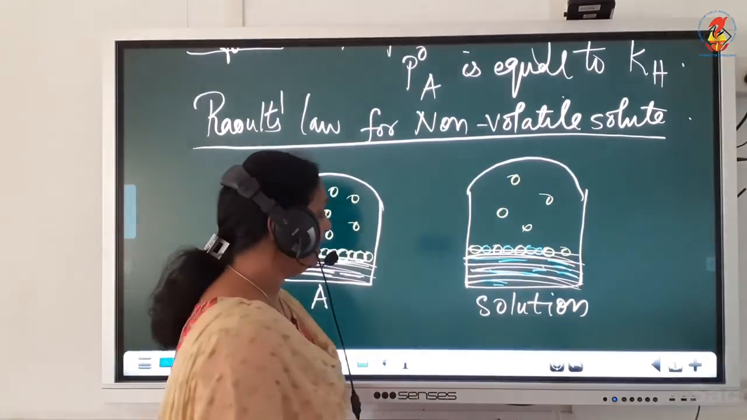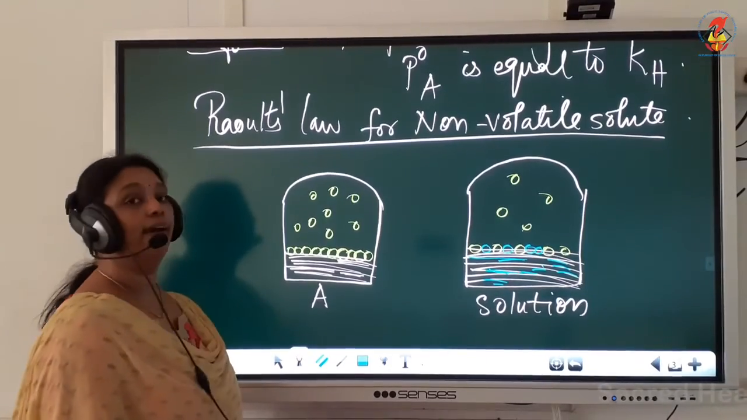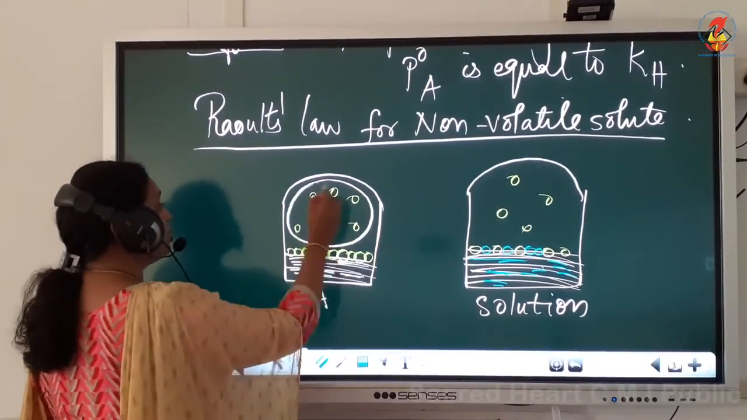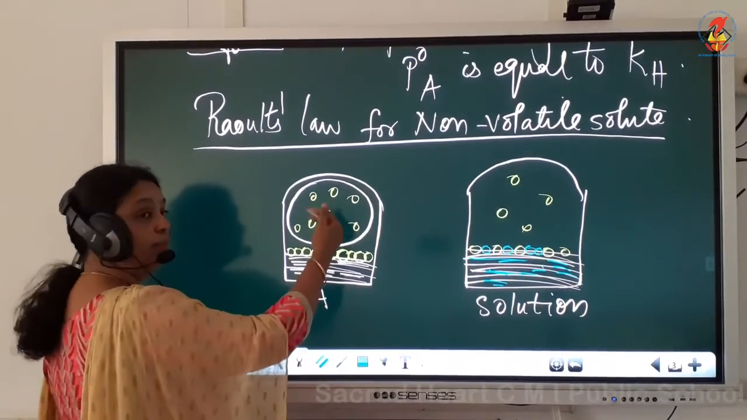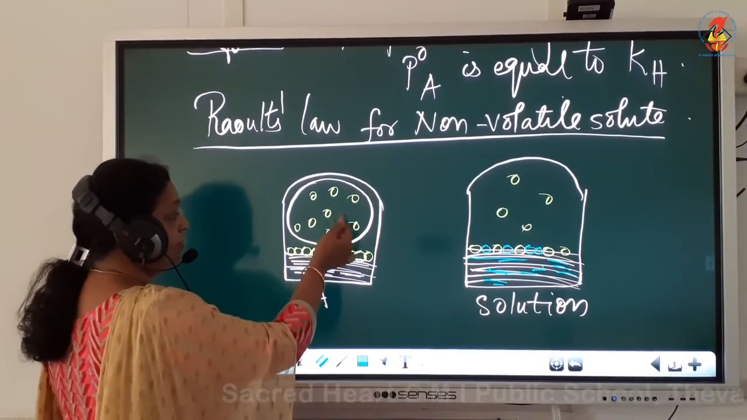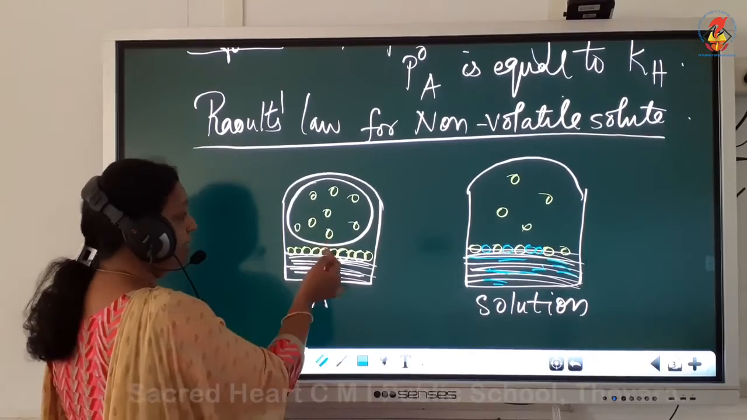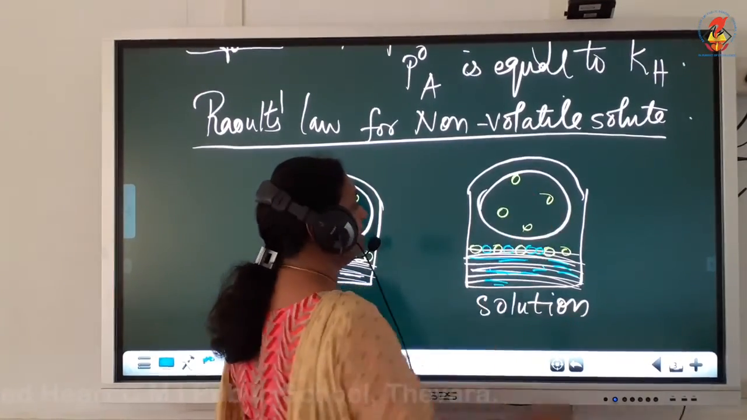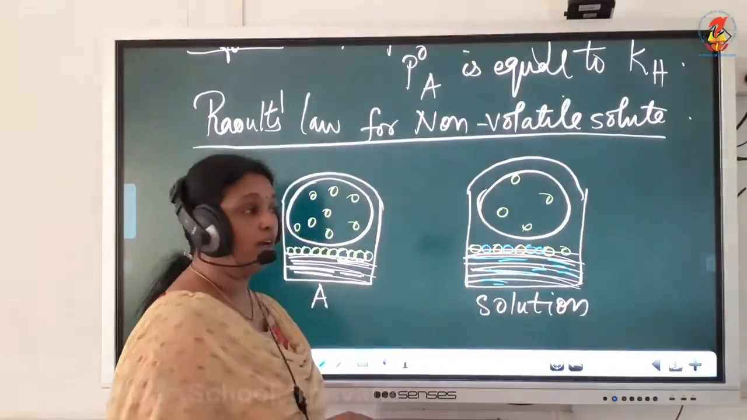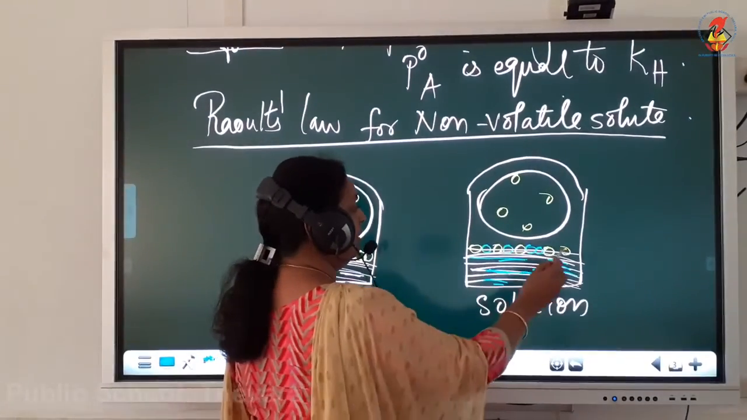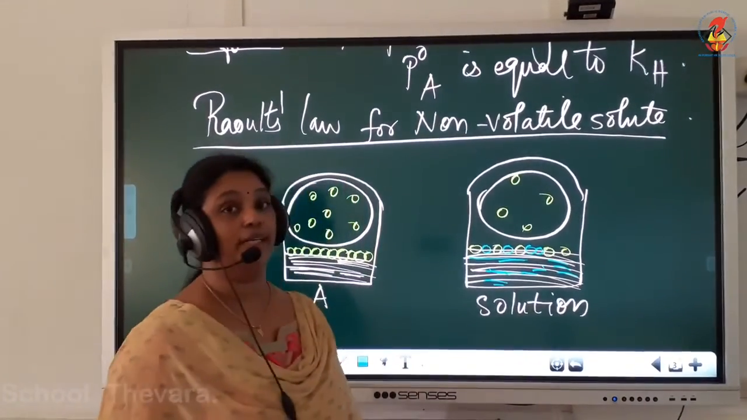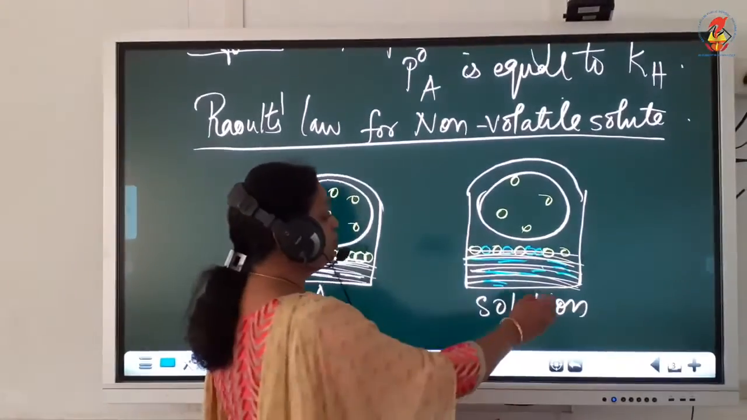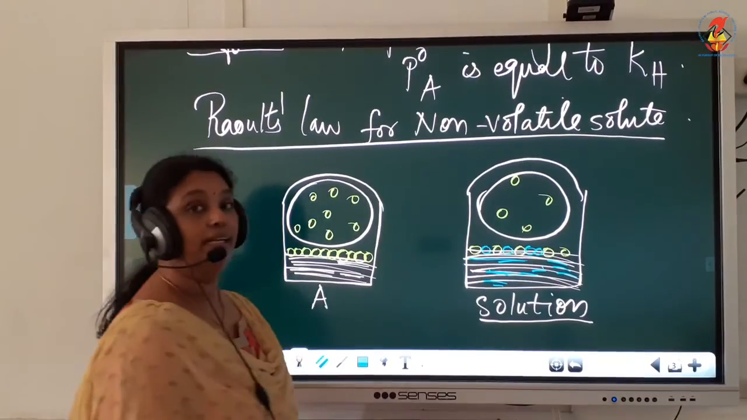So we can see whose vapor pressure is higher. This is the vapor pressure due to solvent alone. You can see more vapors are present, so the vapor pressure will be higher in this container. And here the number of solvent molecules in vapor state is less, because some of the positions of the solvent molecules are occupied by solute particles which are non-volatile. So the vapor pressure of the solution will be less.